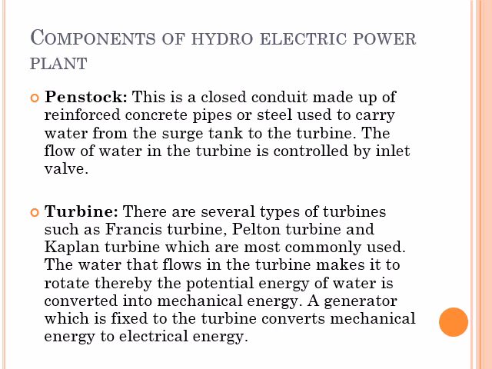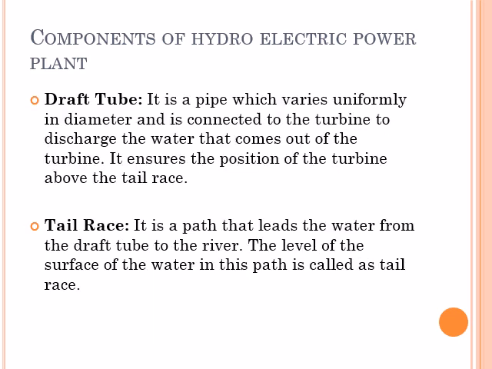Then a turbine. There are several types of turbines, such as the Francis turbine, Pelton turbine, and Kaplan turbine, which are most commonly used. The water that flows in the turbine makes it rotate, thereby the potential energy of the water is converted into mechanical energy. The generator, which is fixed to the turbine, converts the mechanical energy into electrical energy.